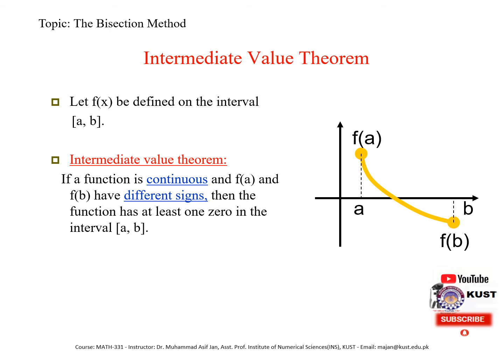So if you look at this figure, the function is continuous over the closed interval a, b, and the function has a positive value at point a and it has a negative value at point b. So both the conditions for the intermediate value theorem are satisfied, and if you look at the curve of this function, it intersects the x-axis at this point, which is the zero of this function.